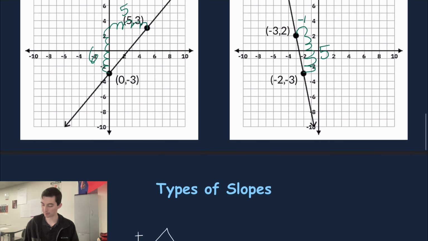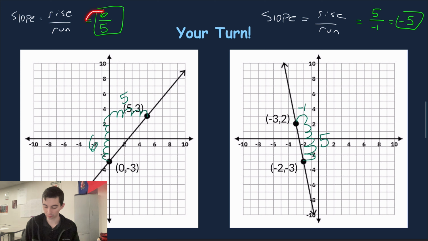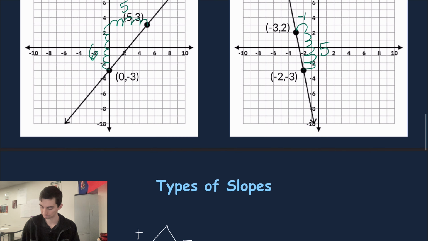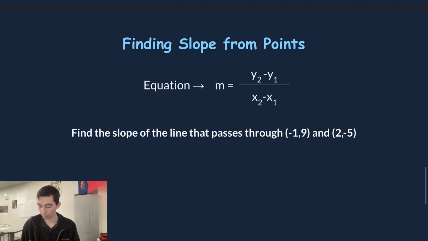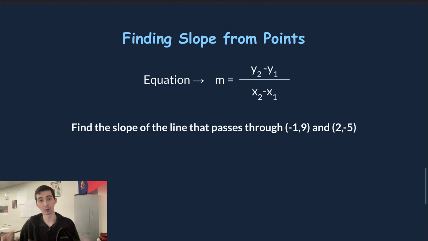And if we come back up real quickly, we can see this slope was positive, so the line was increasing like this, while this slope was negative, so that line is decreasing like that. And so now we want to know how to find the slope even if we're not given a graph like we were. So we can find the slope from just 2 points using this slope equation, we call it.